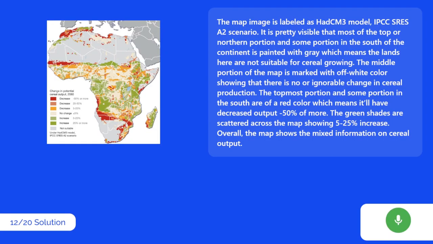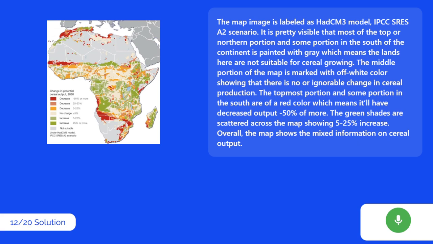The map image is labeled as HAD-CM3 model, IPCC SRES A2 scenario. It is pretty visible that most of the top or northern portion and some portion in the south of the continent is painted with grey, which means the lands here are not suitable for cereal growing.